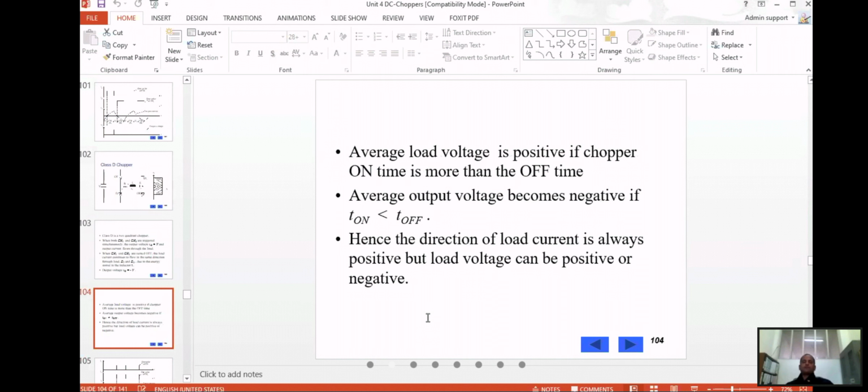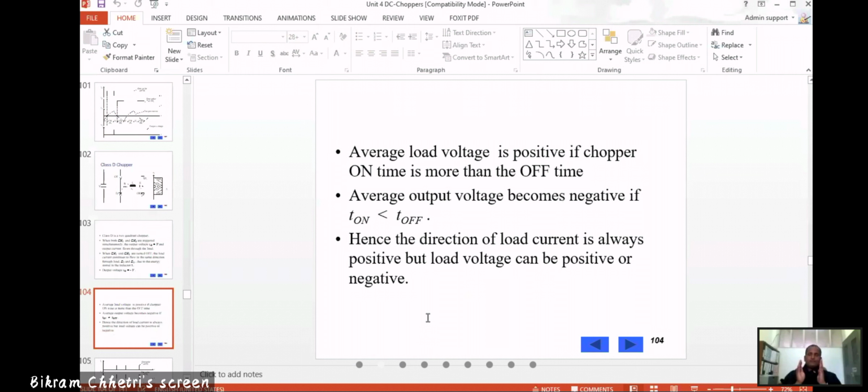So the average load voltage is positive if the chopper on time is more than the off time. During the on time, if the on time of the chopper is more, then the average load voltage will be positive. I told you in the beginning of this class that the chopper depends on TRC, time ratio control, or the on period and off period of the chopper, how long the switch is on. So we are just talking about the duty cycle. Duty cycle is T on divided by the total time period T.